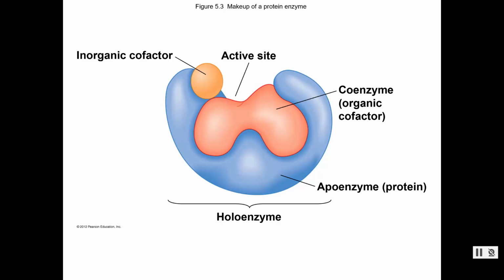So a little bit of vocabulary. When you talk about an enzyme that is made but is not fully functional without added cofactors, that particular portion of the enzyme that is made is called the apoenzyme. So that's the protein that gets made, the coenzyme or the organic cofactor, and then the inorganic cofactor as well.